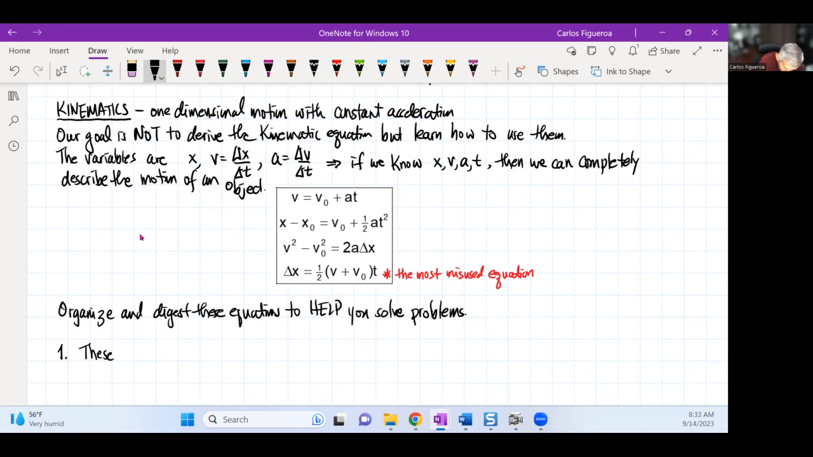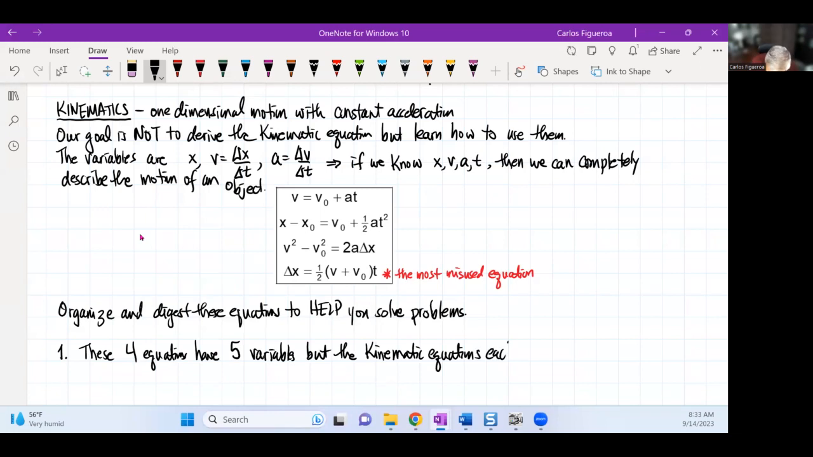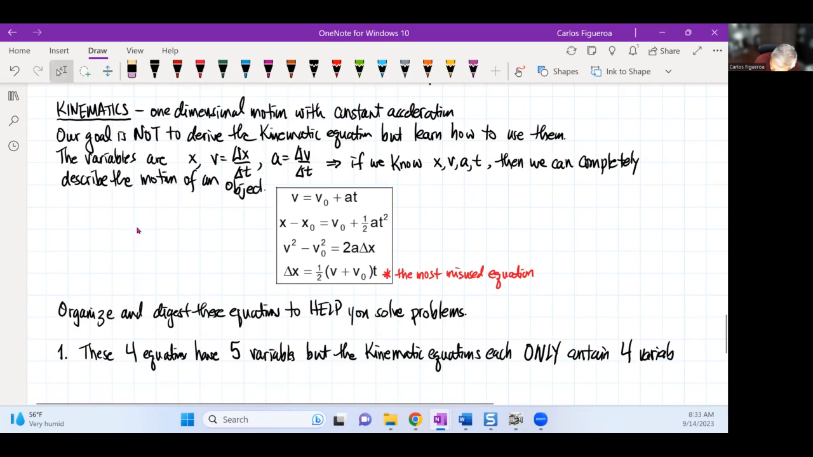These 4 equations have 5 variables. But the kinematic equations each only contain 4 variables. So check that out.